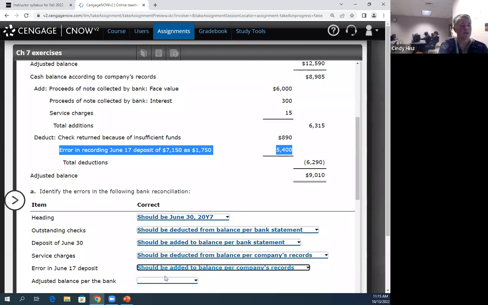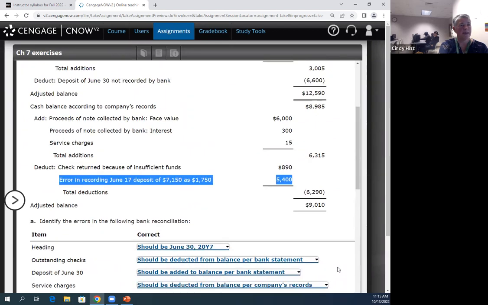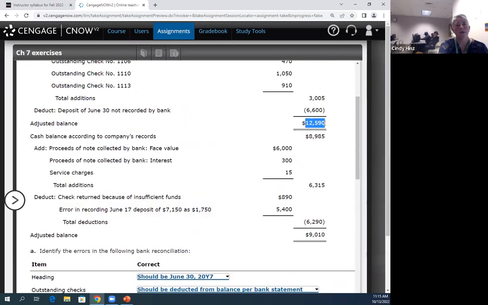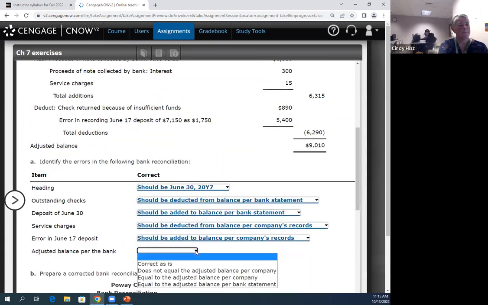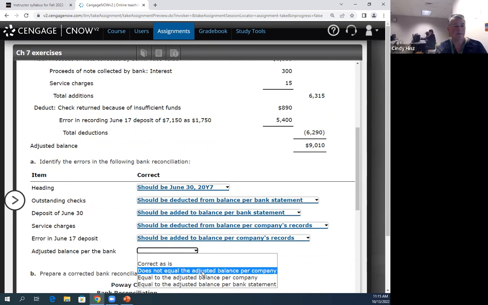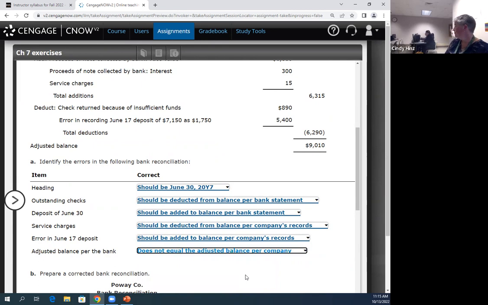And then finally, the adjusted balance per the bank right here. So we can tell that one of the problems is that it doesn't match. I don't know without using my calculator what number that should be, but we know that they need to match. So the problem is that the adjusted balance per bank does not equal the adjusted balance per the company.